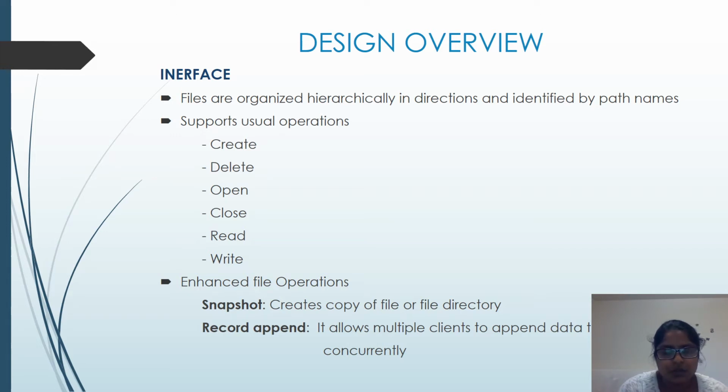Snapshot is used to create a copy of a file or a whole directory. We are going to study it later. Record append allows multiple clients to append data concurrently at the same time, and it guarantees the atomicity of the client appends. It is useful for implementing producer and consumer queues for many clients that are concurrently appending data at the same time without locking the file. That's the advantage of record append.